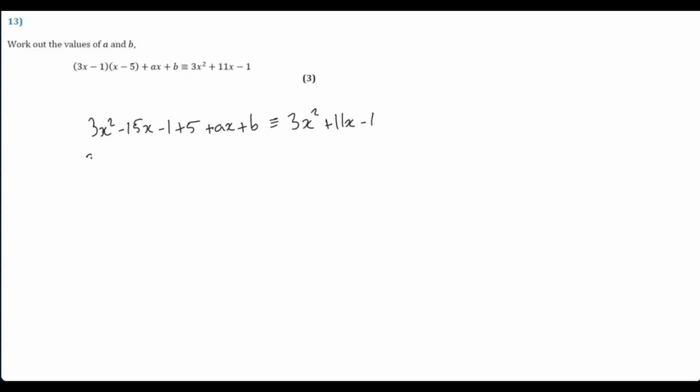So on the left hand side we have 3x squared minus 15x. I'm going to move the ax right next to the x term, so that's going to be plus ax minus 1 plus b is 4, but I do also have a b there, so I'm going to put plus 4 plus b.